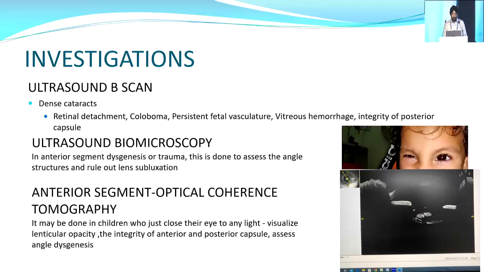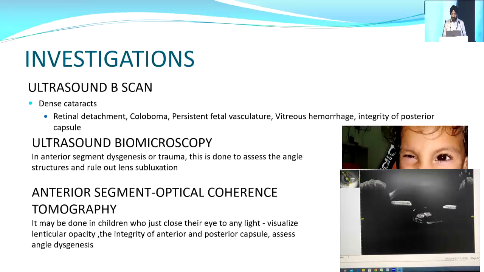And ultrasound biomicroscopy, again, maybe for anterior segment dysgenesis, or to assess the angle structures to rule out maybe subluxation. And sometimes, yes, if you have an AS-OCT, it's a good tool. Why? Because see this child. What happens in this child has unilateral cataract. He was not showing because he has so much glare. The moment you put light, he closes his eye. So the other thing is do the AS-OCT where you don't have the glare.